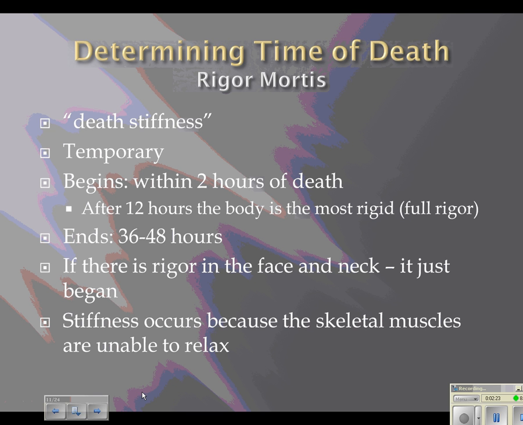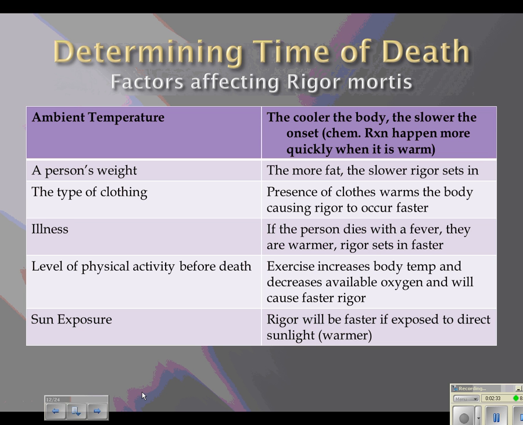And the stiffness occurs because the skeletal muscles, the muscles that move our skeleton or our bones so we can walk and lift, are unable to relax, so they stay stiff. And different things affect rigor. A person's weight often throws people off. The more fat somebody has, the slower rigor is going to actually set in.